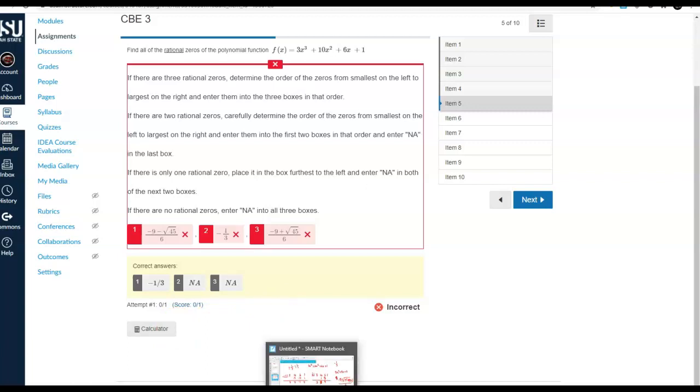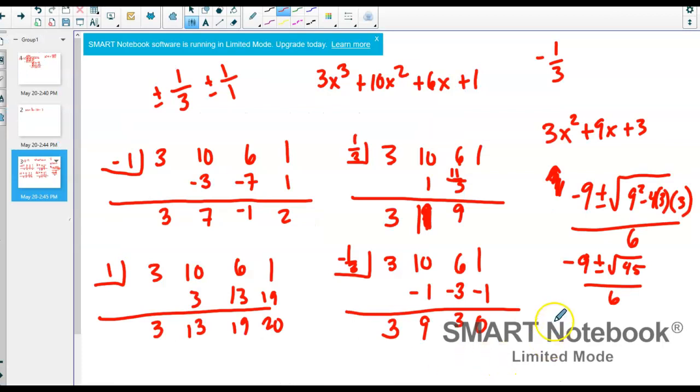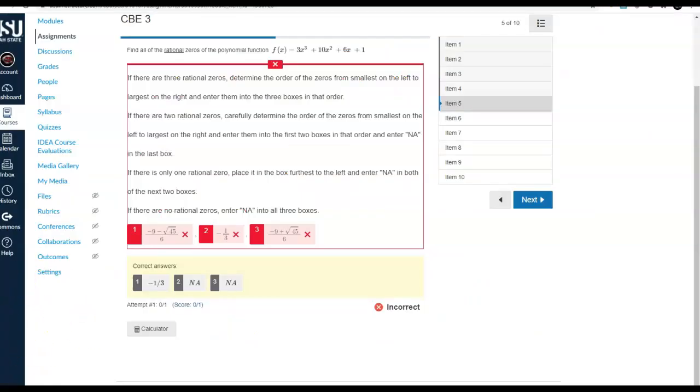So we got negative 1/3. That looks good. Let's go make sure I've got what I need here. So, making sure here we've got 9 squared minus 4 times 3 times 3. So, just a second. Okay, so actually, guys, I apologize.